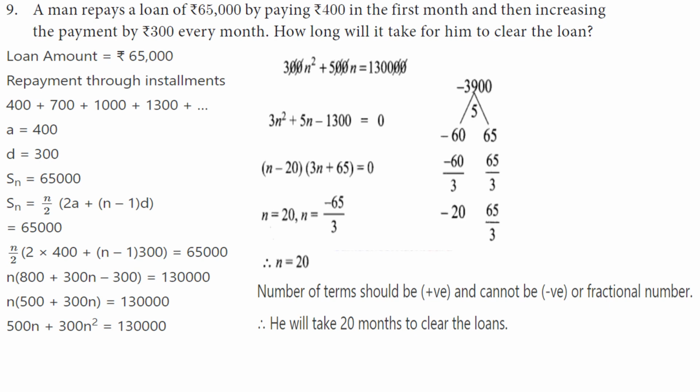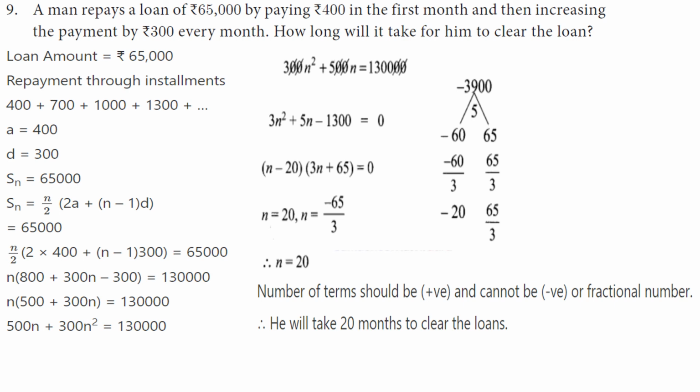So we will find n here. Sn equals n by 2 into (2a plus (n minus 1) into d), equal to 65,000. Substituting the values, n by 2 into (400 plus (n minus 1) into 300). The 2 goes to the right-hand side and multiplies, so we get 1,30,000. n into (2 into 400, that is 800, plus 300n minus 300). Therefore 800 minus 300 is 500, so n into (500 plus 300n) equals 1,30,000.